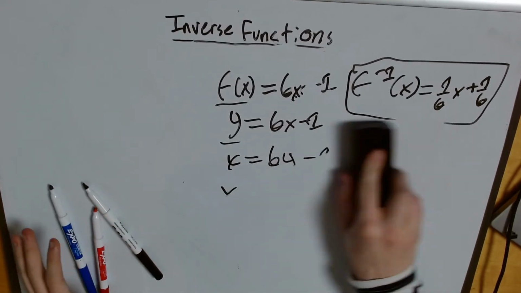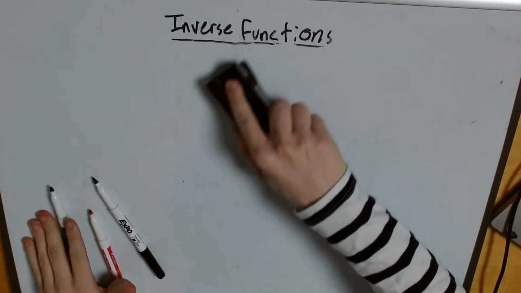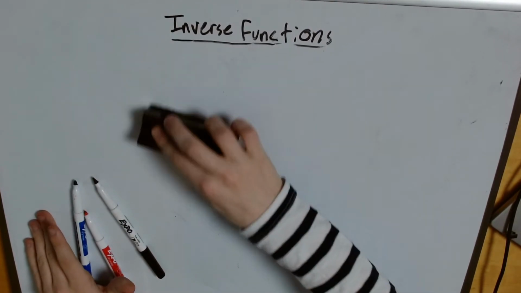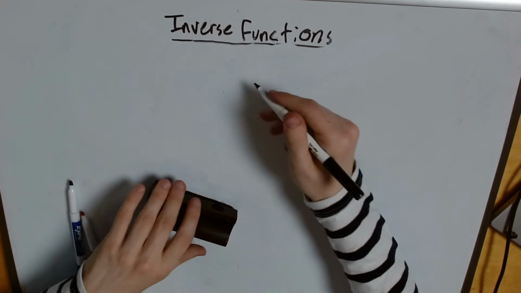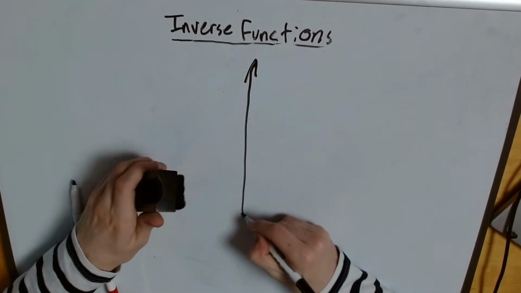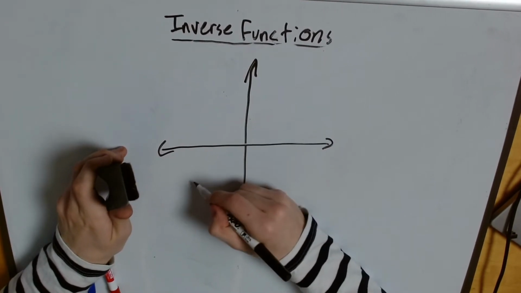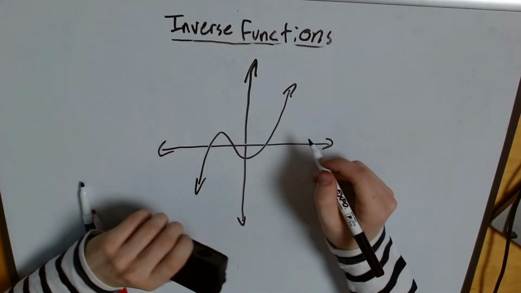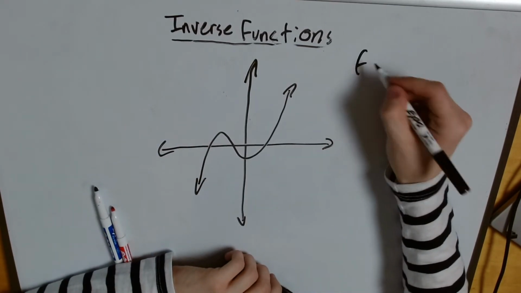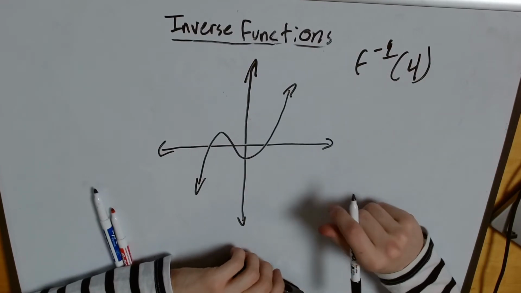Now, another interesting thing that happens with inverse functions is when you look at them graphically. And again, we're going to use that same mindset: when I'm looking for an inverse function, I'm going to spot my x's and y's. So say I have a nice cubic function that looks something like this, right? And I'm given, find f inverse of 4.